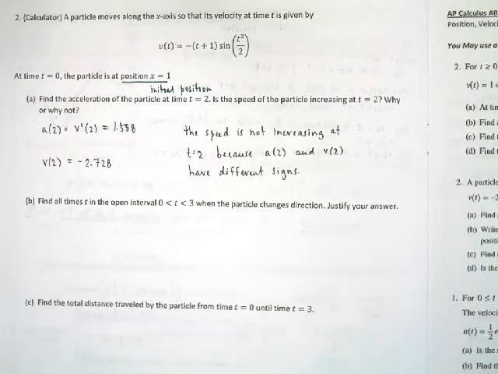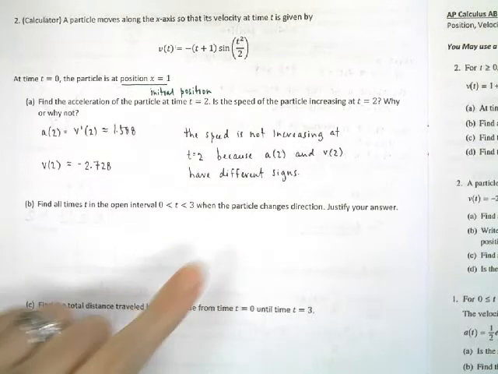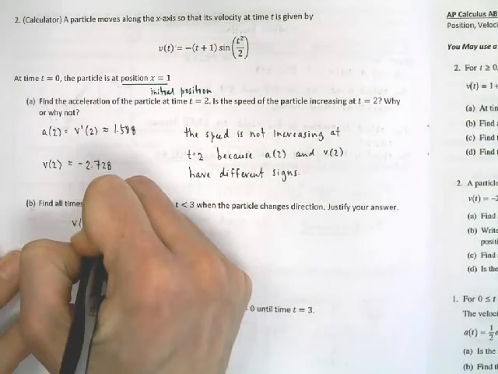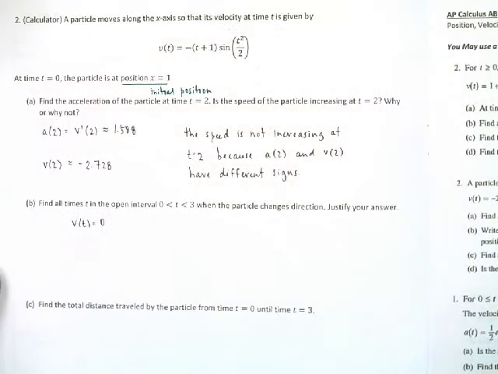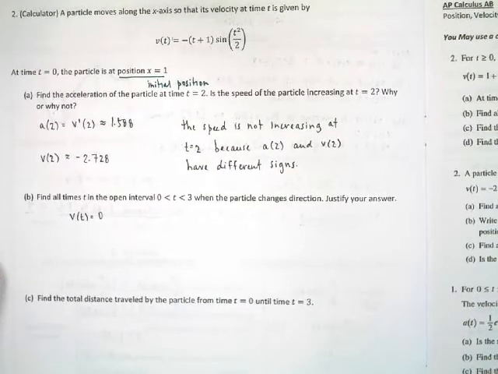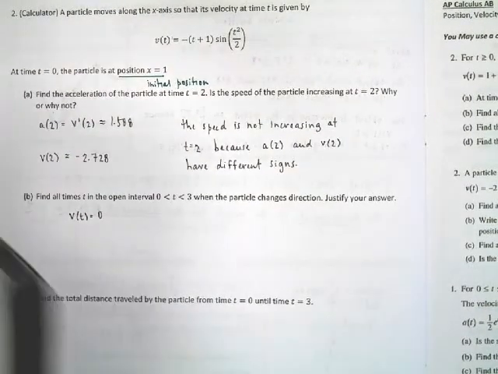All right, next question here. Find all times t in the open interval from 0 to 3 where the particle changes direction. All right, so we know it changes direction. We're going to look for where v of t equals 0 to start off with. And then we're going to see, does it actually change sign? So does it cross the x-axis?